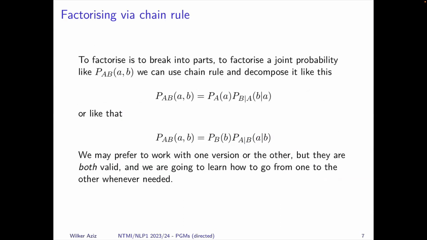All right. Okay, let's get to the class. So, factorization of probabilities. The very first tool you were probably exposed to before this course was the chain rule of probabilities. To factorize, to break into parts, a joint probability like P(A,B), we could, for example, use the chain rule and decompose it like I show here, basically introducing A first and then introducing B given A. Or I could do it the other way around, introduce B first and then introduce A given B.